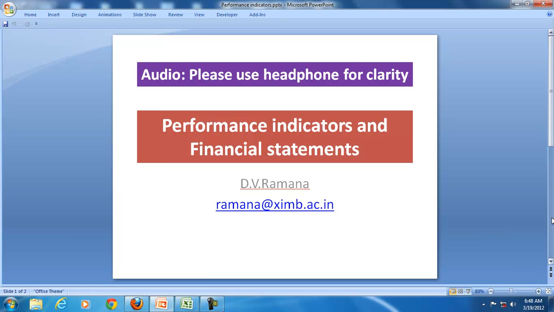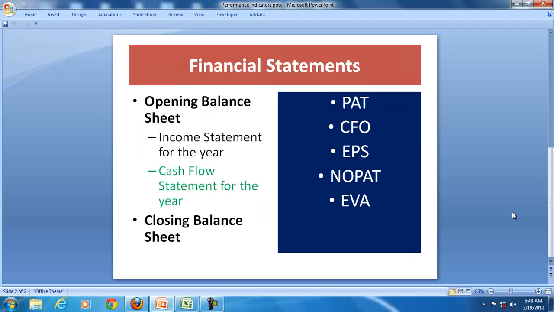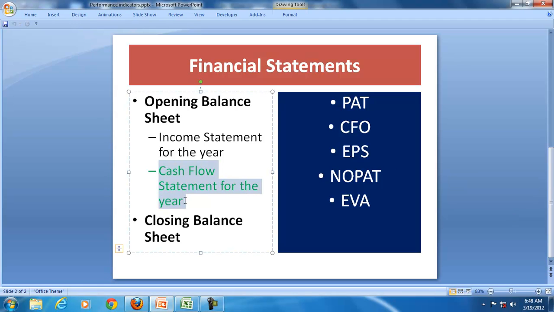So when I say financial statements, the financial statement set includes the opening balance sheet for an existing company, income statement for the year, cash flow statement for the year, and the closing balance sheet. As we have seen in the past, all financial decisions will find a place in these financial statements.